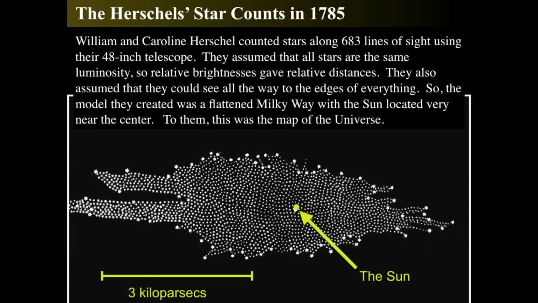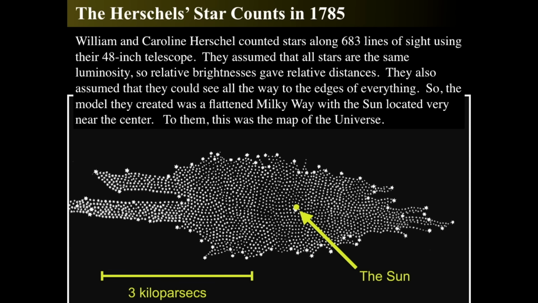But what they did is eventually, after many, many years of trying to build this telescope, they constructed the whole thing and started looking out into the sky and looked in many, many directions, about 683 directions, with their big scope. And they assumed that all stars had the same brightness. And if you really don't know anything better, you might as well assume that. And so therefore, if all stars are the same brightness, then how far they are is simply their relative brightness.